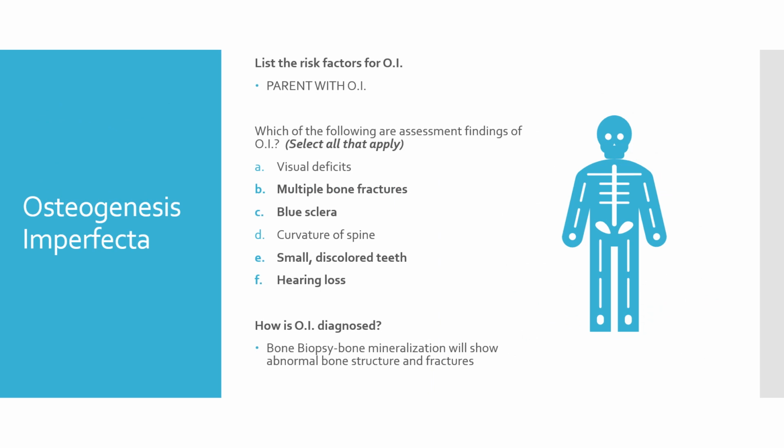So now we're going to talk about risk factors of OI. So our one and only risk factor, it's genetic. It's having a parent with OI. So which of the following are assessment findings of OI? Select all that apply. So visual deficits, no.